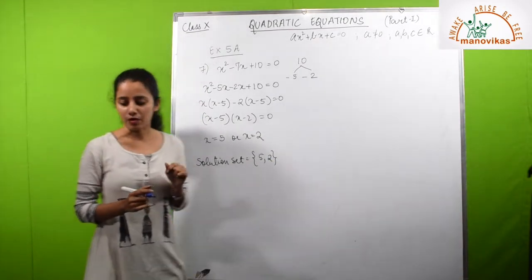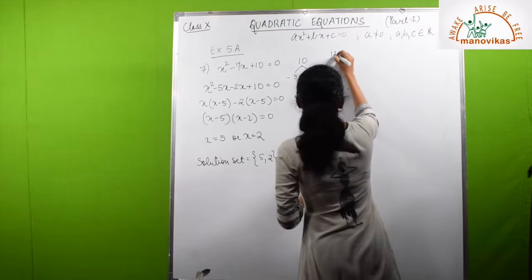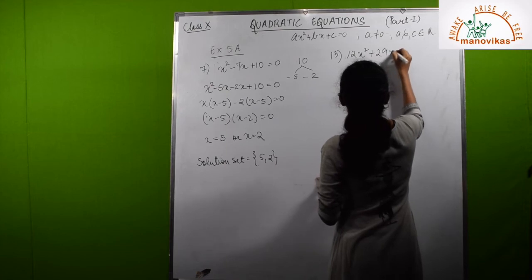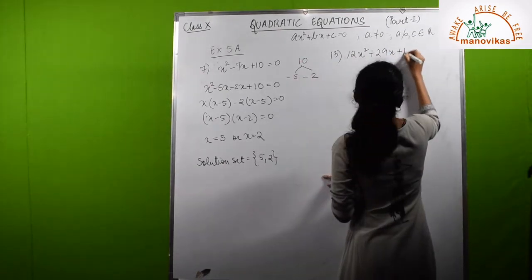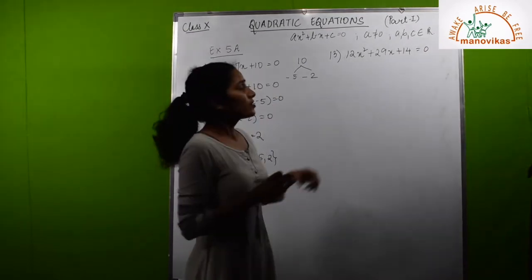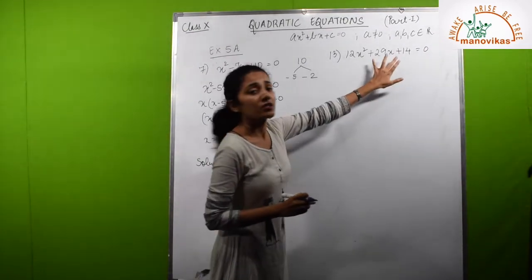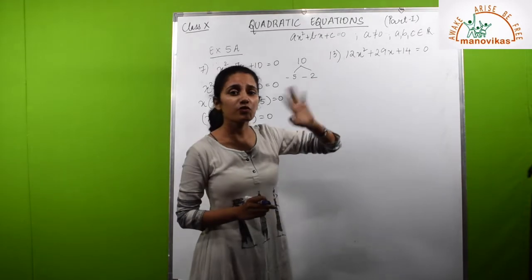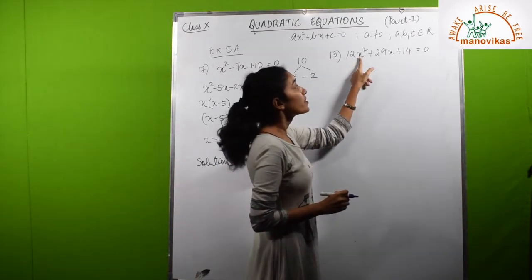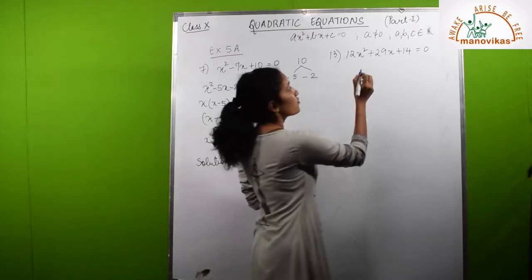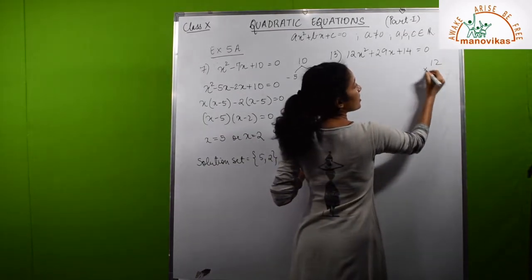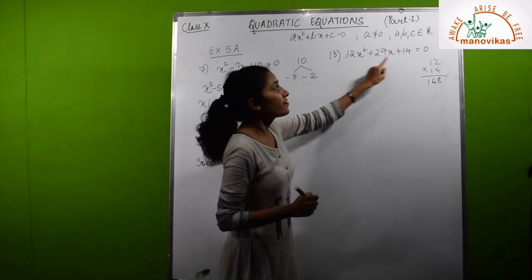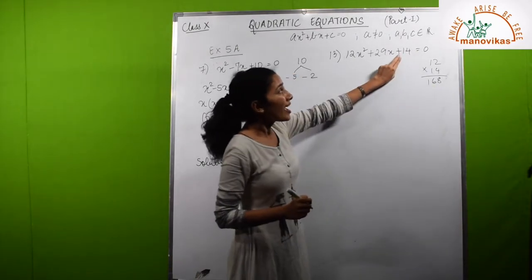Let us consider another problem. Problem number 13. You have 12x square plus 29x plus 14 equal to 0. First of all, note that all the signs are positive here. It means whatever factors you are getting, you have to add, and this is the sign which will be given to both the factors. Now, since here the coefficient of x square is not 1, you will have to find the factors of 12 multiplied by 14, which is 168. So you find the factors of 168 such that when you add, you get 29.